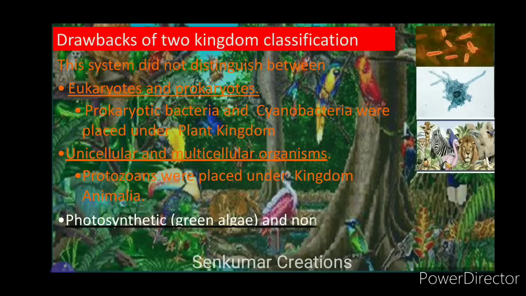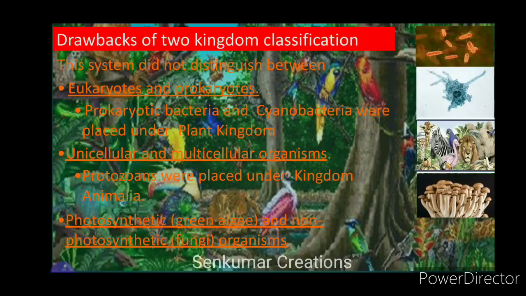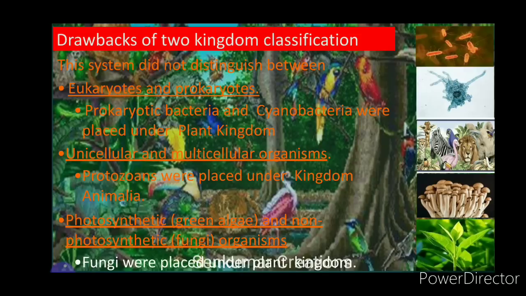And photosynthetic organisms, the green algae, and non-photosynthetic organisms, the fungi, right? These organisms are not mentioned specifically in this two kingdom system, and they were kept in one group, the plant kingdom. So fungi were placed under the plant kingdom. See that last point, fungi also kept under the plant kingdom. This is also one of the drawbacks of the two kingdom classification.